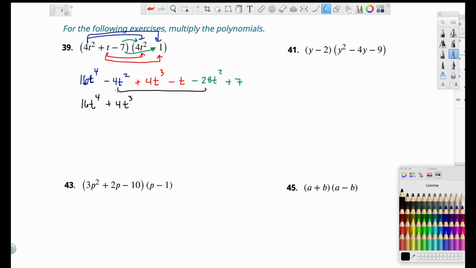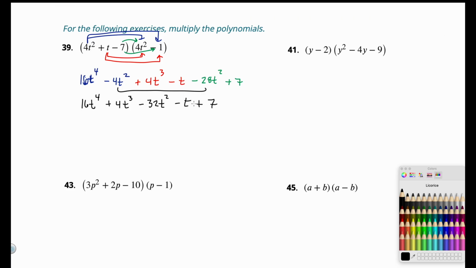Let's combine them. Negative 4 minus 28 is negative 32t squared. And then I've got 1t term, minus t. And I have a plus 7. And that's it. This is a 4th degree polynomial. It has a leading coefficient of 16.